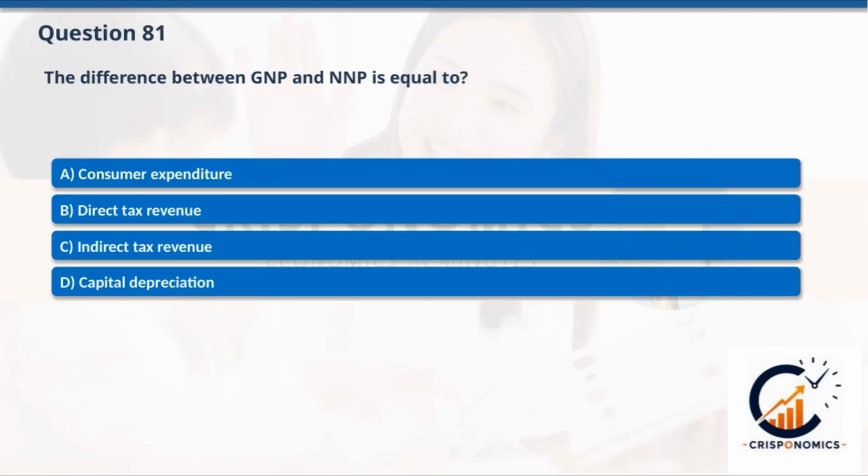Let's break down the difference between GNP and NNP. It comes down to capital depreciation. That's the wear and tear on assets over time. So, when we subtract depreciation from gross national product, we get net national product. The other options, consumer expenditure, direct tax revenue, indirect tax revenue, don't factor into this calculation. It's all about accounting for how much value is lost as capital goods age or get used up.